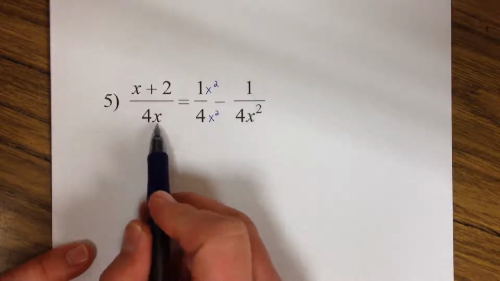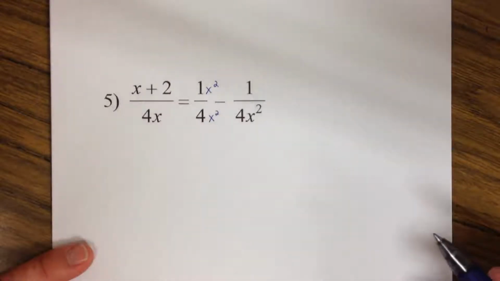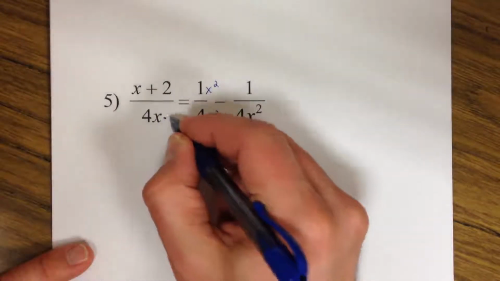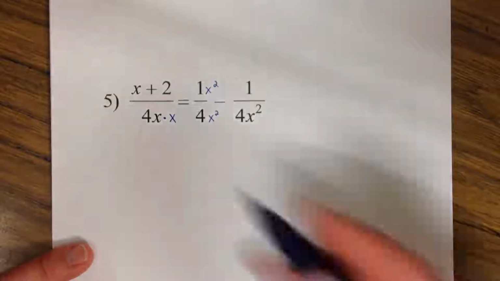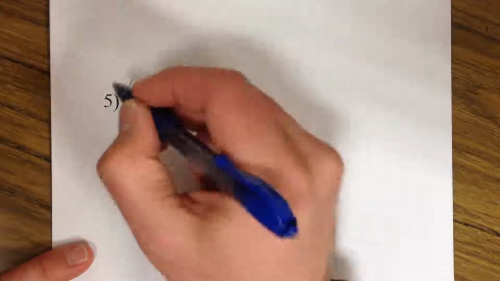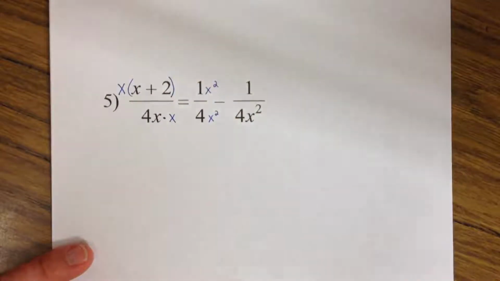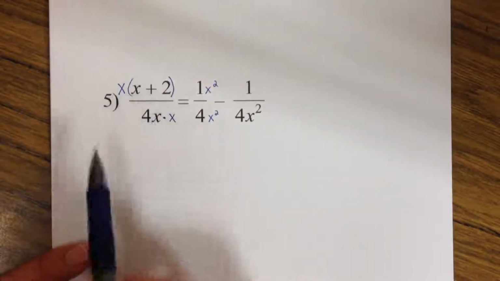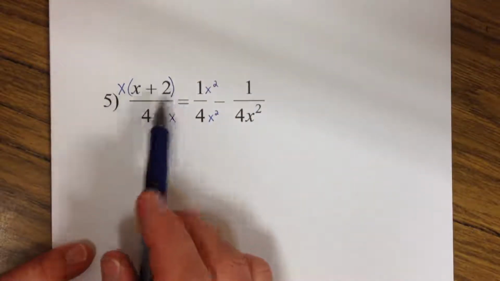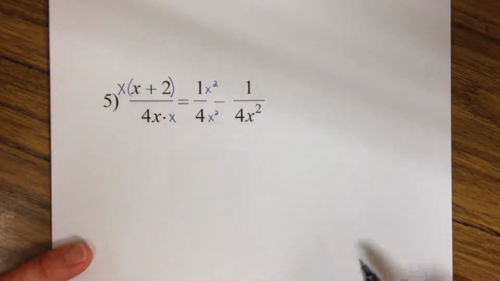This one has 4x, but it needs another x. It needs to be multiplied by x to get 4x squared. So whatever I do to the bottom, I have to do to the top. So you notice that I multiplied that whole quantity by x, not just the x or just the 2. You have to multiply both of those.